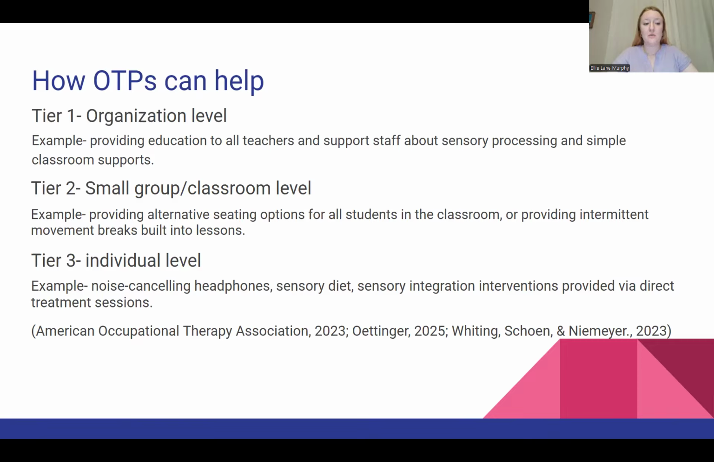So I've got a few examples there. I would encourage you to pause at this point and write down 2 to 3 examples for each tier of other interventions you can think of that would support sensory processing in the school system. So go ahead and pause and do that here.